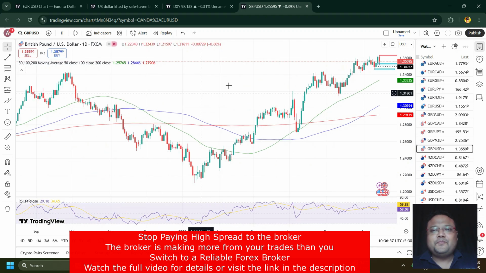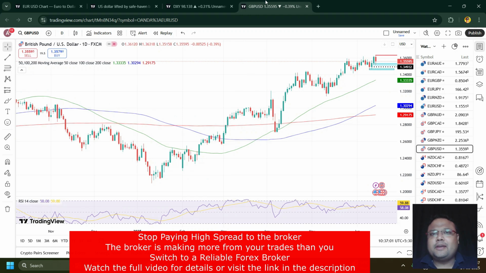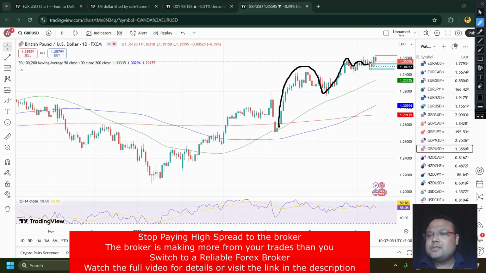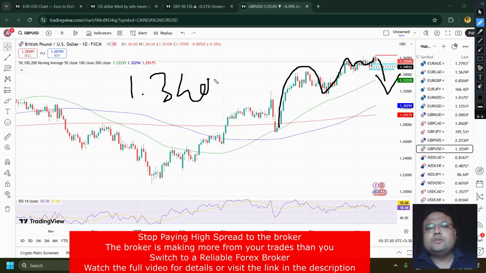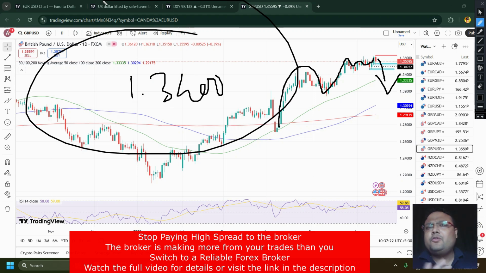So this is the daily chart of British pound US dollar, the cable, in front of us. On the daily chart we can see that here also we have a possibility of the market showing some retracement. The market is standing at a swing high right now, but it hasn't come for a proper retracement. So if the market drops and comes to 1.3400, I won't be surprised, and around 1.3400 we can look for a buy position as a swing trader as well.